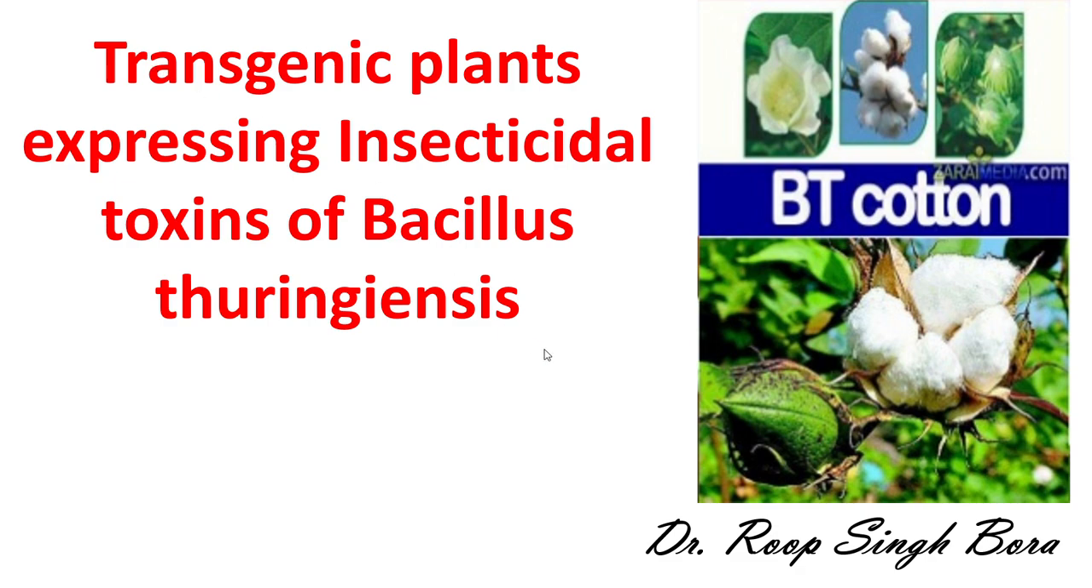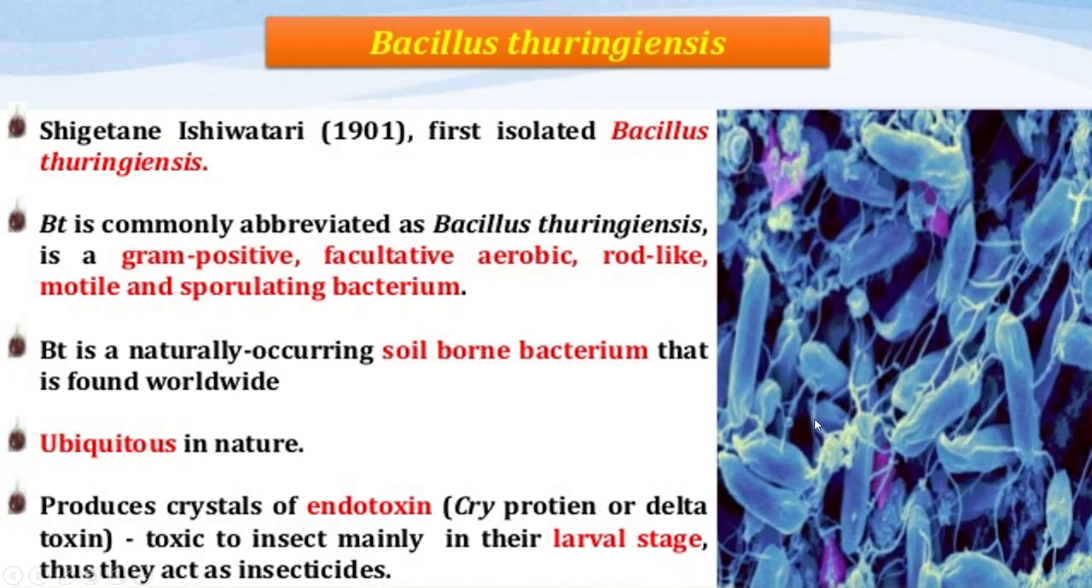In this lecture, we'll talk about developing transgenic plants expressing insecticidal toxins of Bacillus thuringiensis, basically to develop insect-resistant plants. So I'll give a brief background about the bacteria Bacillus thuringiensis.